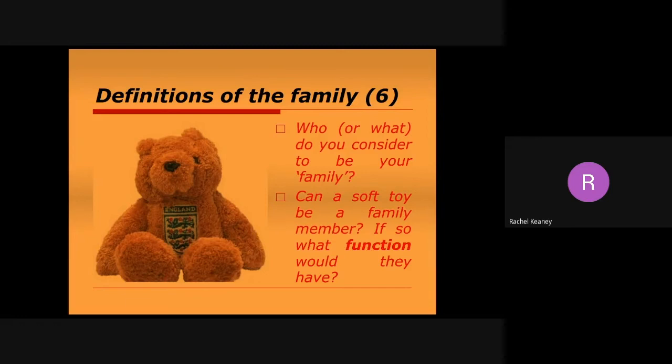Now, it's probably just as well that I'm showing an England teddy bear here, because we did very well yesterday. So it would have been a bit sad if we hadn't. But that's quite good. So anyway, consider those questions, and then we'll have a look at your responses.